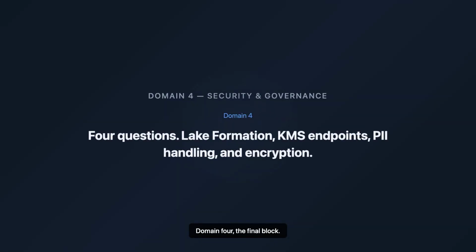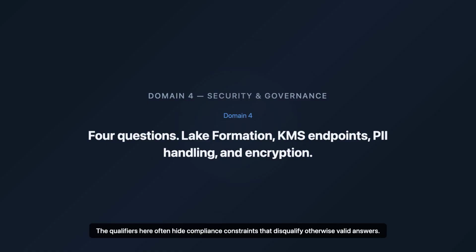Domain 4, the final block. 4 questions on security and governance: Lake Formation for fine-grained access, KMS and VPC endpoints for private networking, PII handling and encryption configuration. The qualifiers here often hide compliance constraints that disqualify otherwise valid answers.